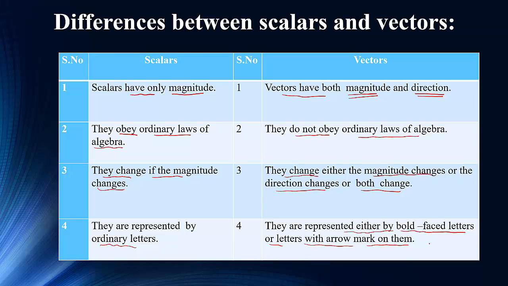For example, force is denoted by F. Force is a vector quantity, so we can write a bold letter F, or you can write an arrow mark on this letter. So this indicates a vector quantity. Velocity, we have to write an arrow mark on the top of that letter that indicates a vector quantity. For example, torque is denoted by the symbol tau. We have to write an arrow mark on it. That indicates a vector quantity. These are some differences between scalars and vectors.